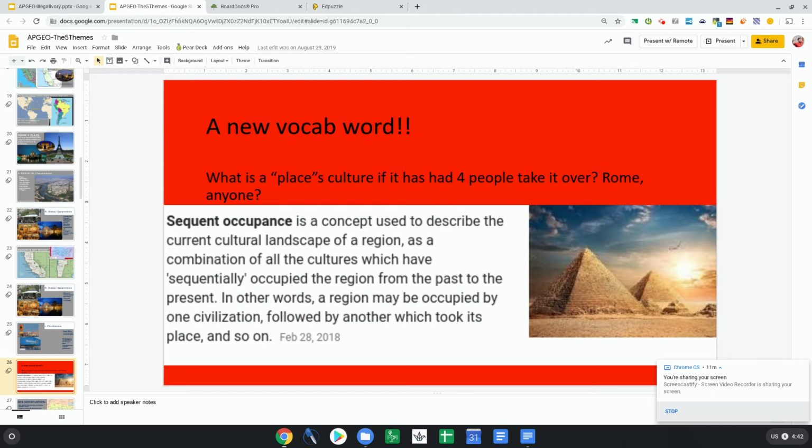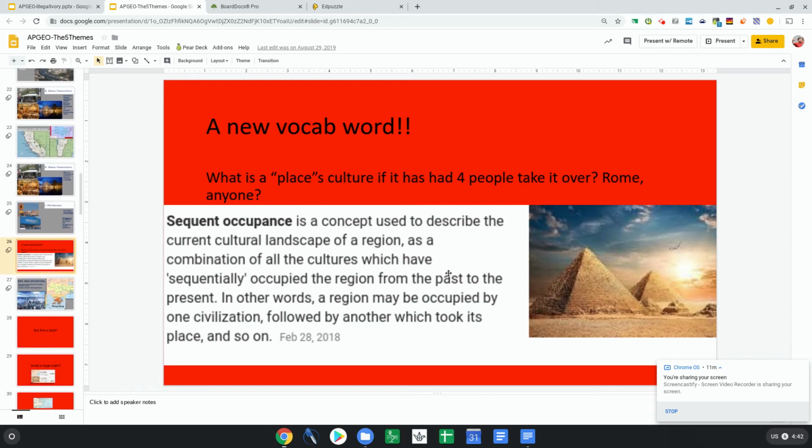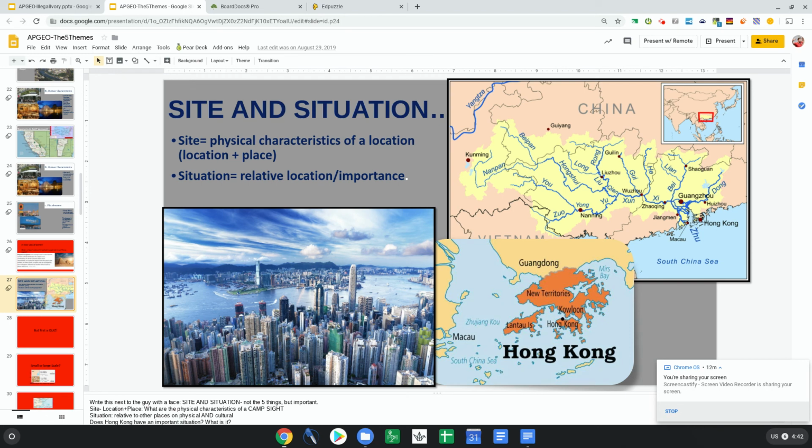Sequence meaning a number or a series of things, right? Occupants meaning occupying, like I live there. And it basically describes the layers and combination of culture over time. So because multiple different people and cultures occupy an area, it has a unique sense of place different than all those other places. And so sequent occupants is when people occupy an area in sequence and they imbue into that area a different sense of place. Interesting, I think.